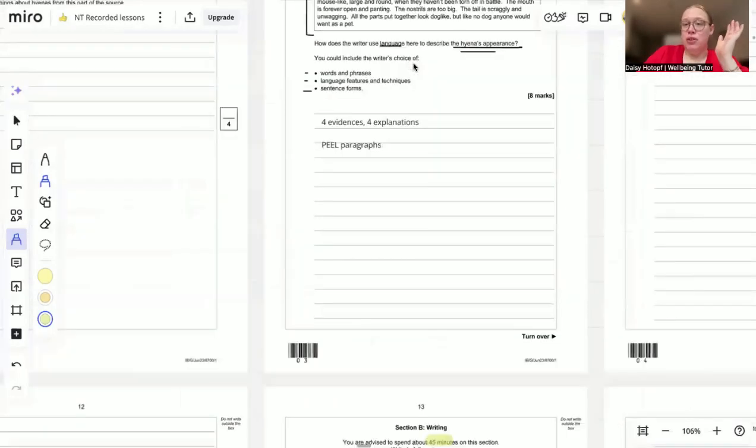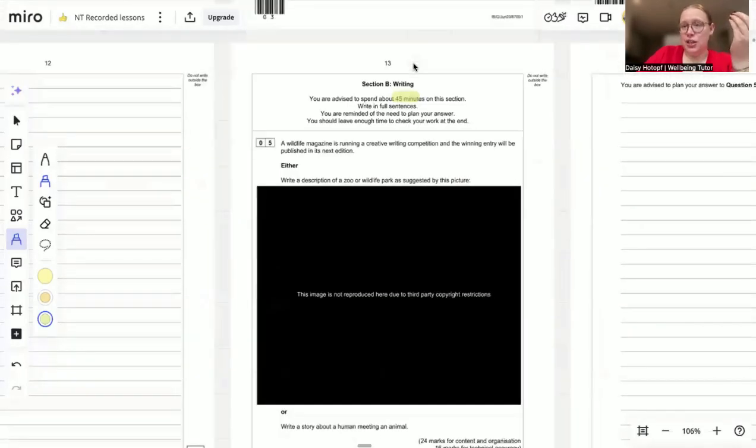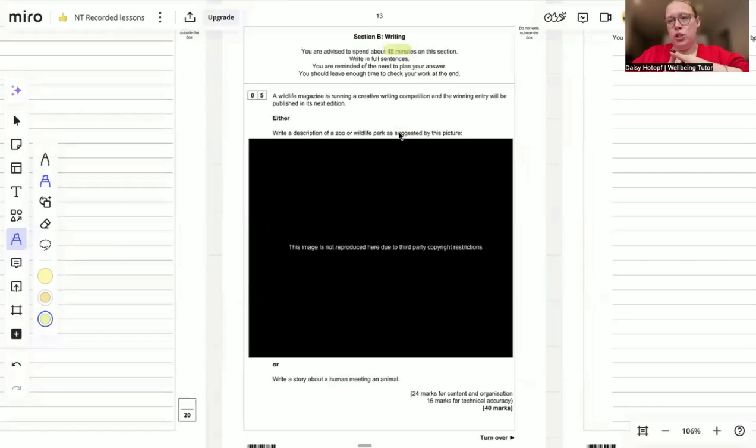And then we come to writing. This is the creative writing section. This is where you use your creative writing skills. For this question, they usually give you a kind of scenario. It's usually a creative writing competition, actually. And you get an image and you also get a more general question.